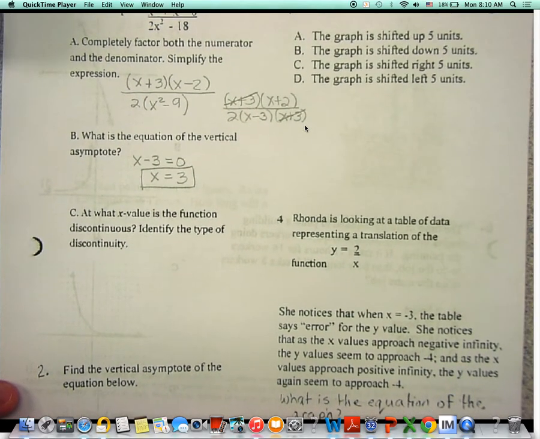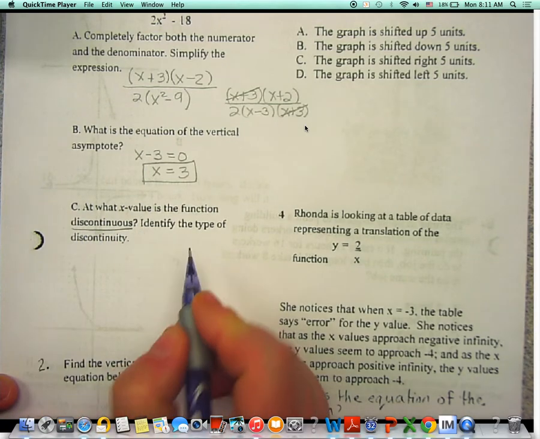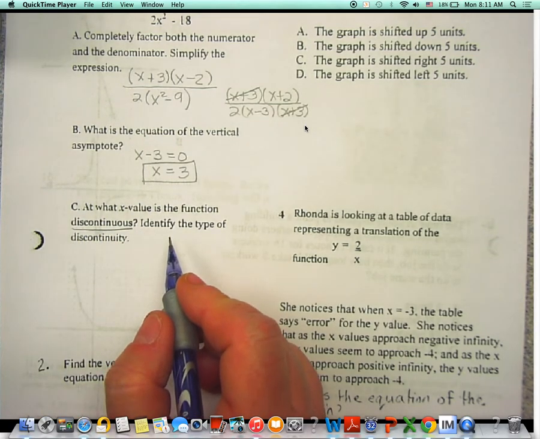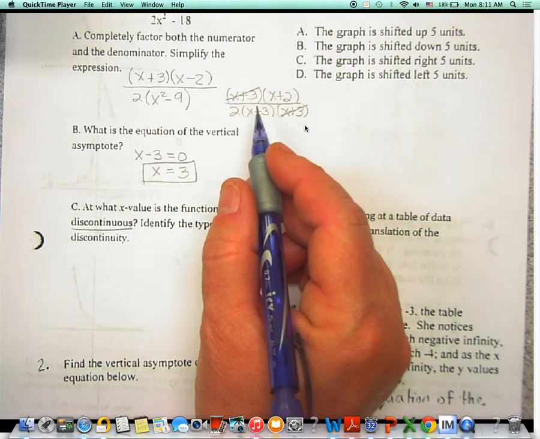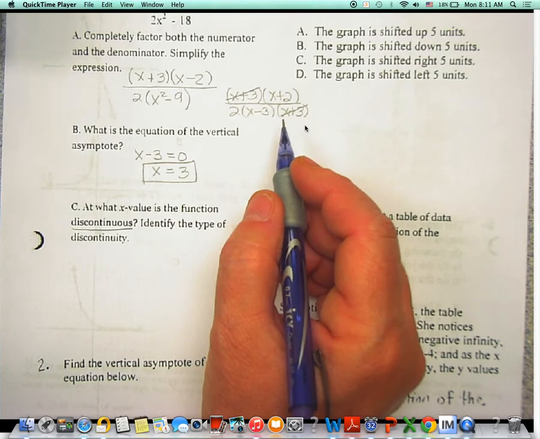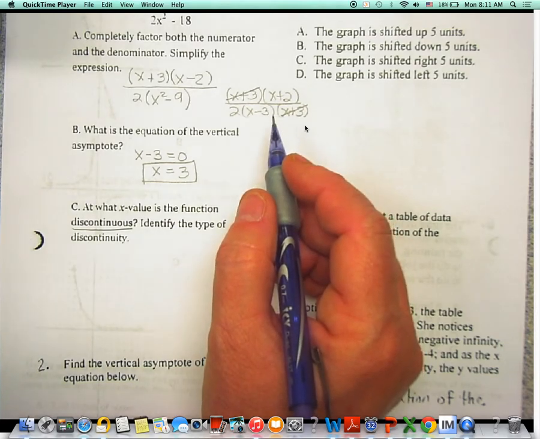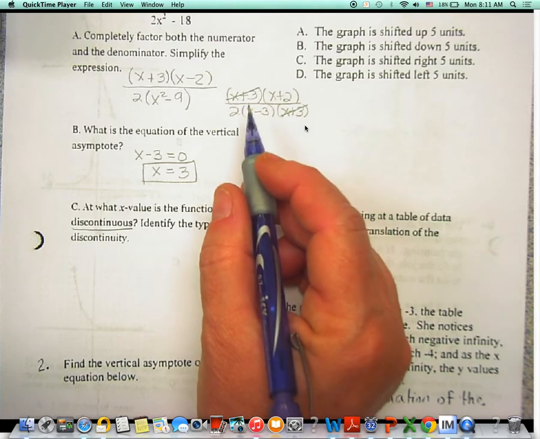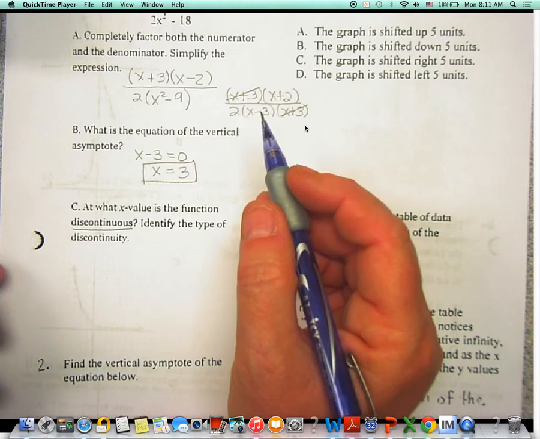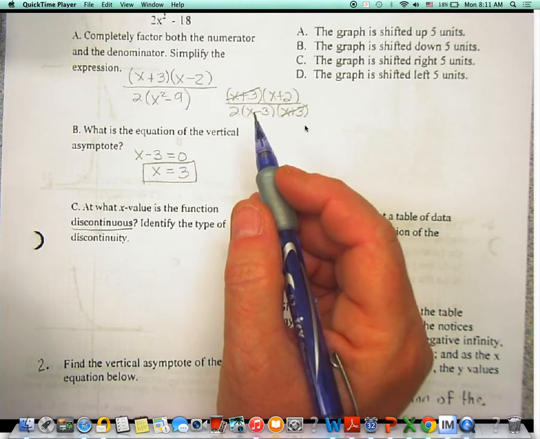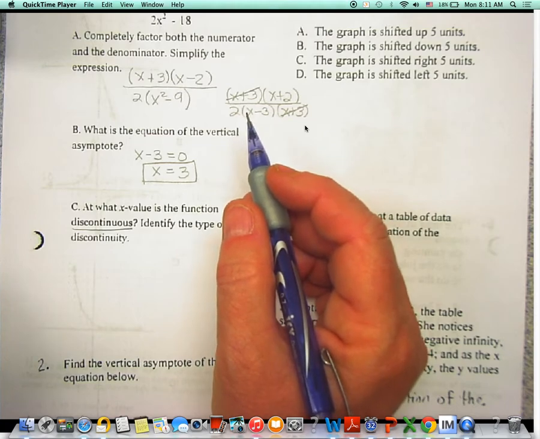Then it says at what x value is the function discontinuous? Or what is the type of discontinuity? What does it mean when we cancel out the x plus 3's? Y'all remember that paper, Remove the Bull, that's in your journal? Remember Remove the Bull? So what happens when these cancel out? What does that create in the graph? It creates an error on the table. Okay. A gap. A hole.